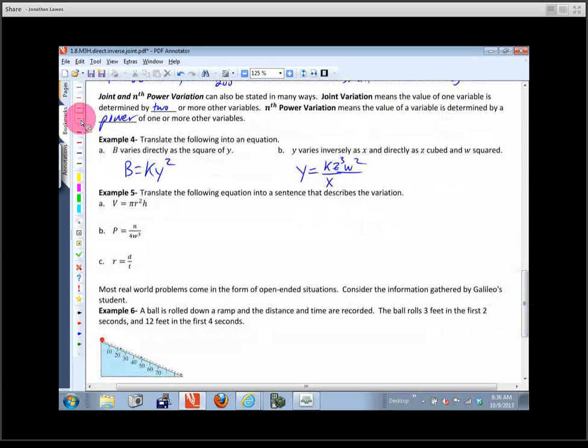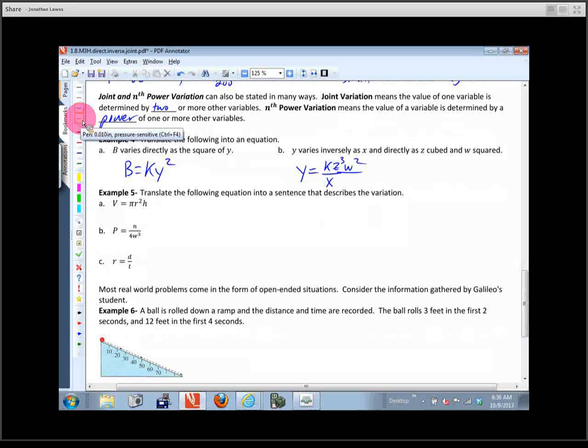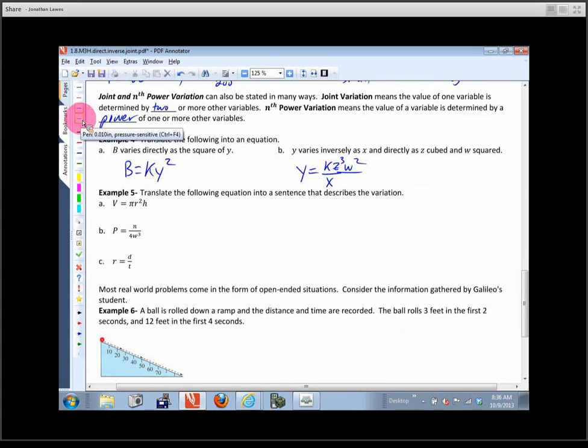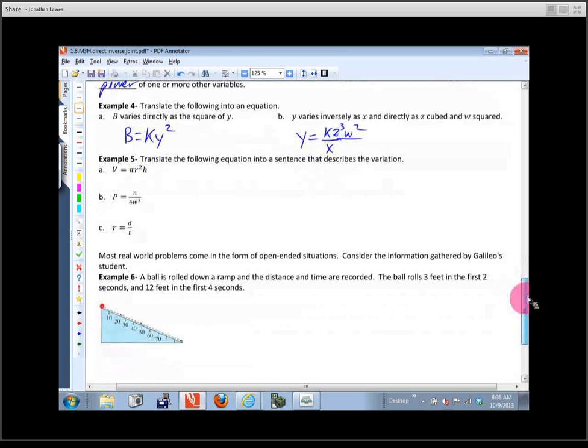You have problems where you don't have to do anything with those. All you have to do is come up with a mathematical model for them, and you don't have to find what the constant of variation is. If given enough information, we could do that. But luckily, all you've got to do is write down what that mathematical equation would be. And then you've got some that say, translate the following equation into a sentence that describes the variation. So, V equals pi r squared h.